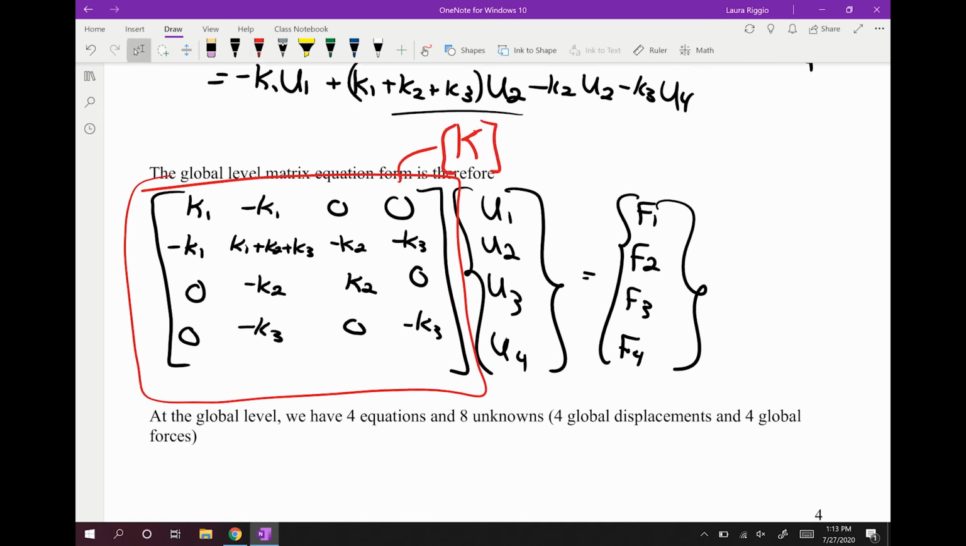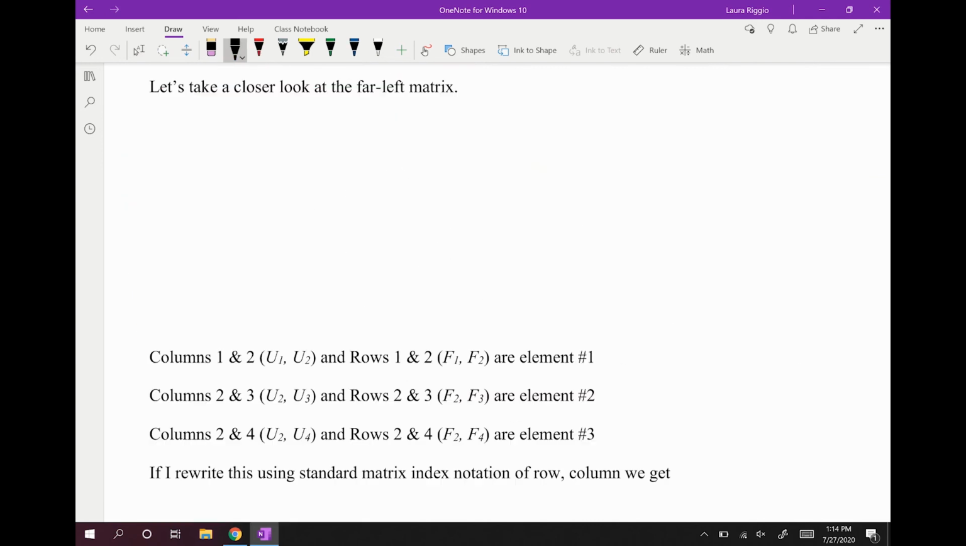Because this is really showing us how everything in our problem is related to each other and how when you run a program like SolidWorks, it actually solves for your stresses and everything. So the bulk of the course is focused on how to generate this global stiffness matrix. So we take a closer look at this matrix.